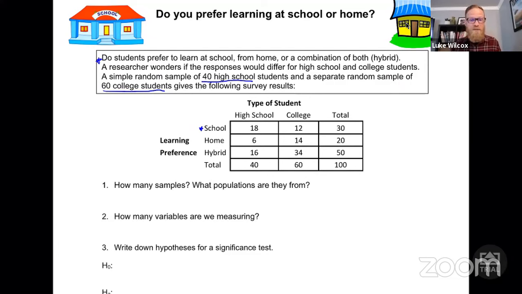And so I do have, I would say, some evidence that the distribution of learning preference is going to be different between these two types of students, high school students and college students. We do have some evidence. The question is whether that could have happened purely by chance because these were just a couple of random samples. And of course, this is why we need a significance test to be able to answer that question.